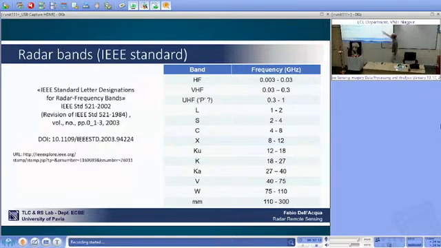So you have a C-band radar. A C-band radar means that you have one frequency within C-band, between 4 and 8 gigahertz. For example, for Sentinel-1 it is 5.6 gigahertz. And you operate it at that frequency. And that frequency happens to be in band C.